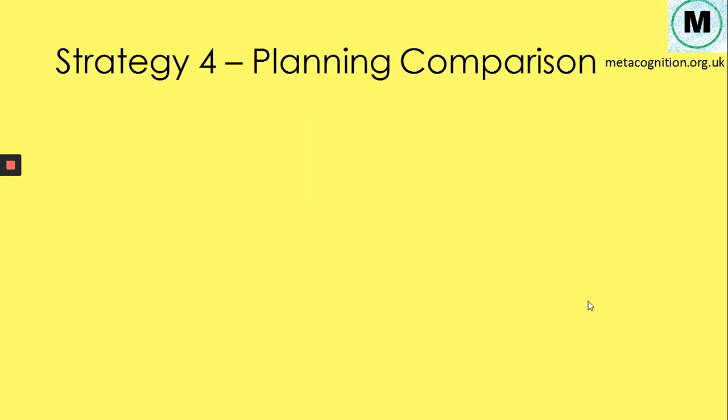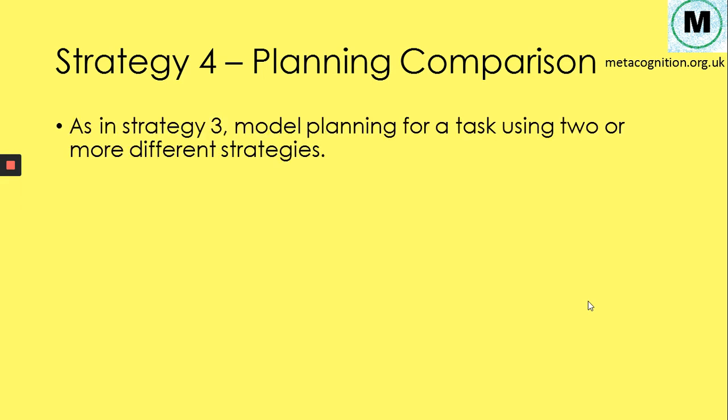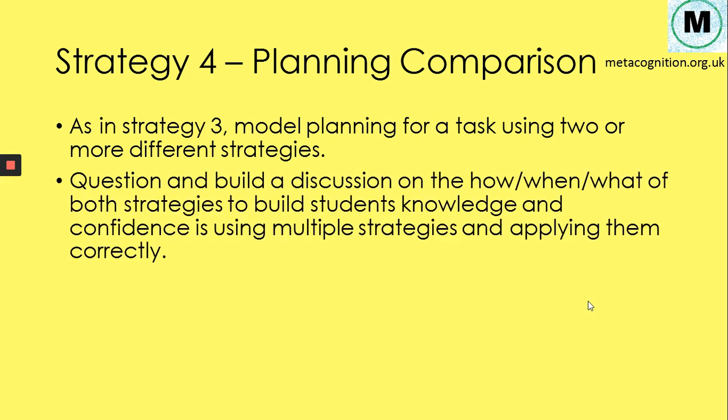Strategy 4 is very, very similar. If you've got multiple methods to plan for a task, plan out the task side by side. Again, question students and build a discussion on why you would use a certain strategy, when you would use it, the benefits of one over the other, when the other one might be more beneficial. So again, doing it side by side facilitates your questions and facilitates that metacognitive discussion.